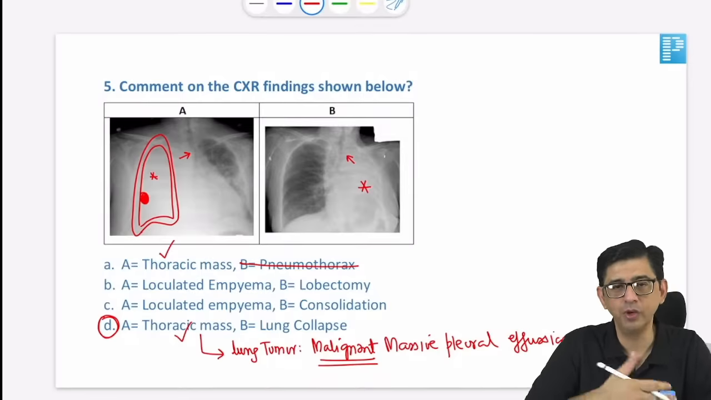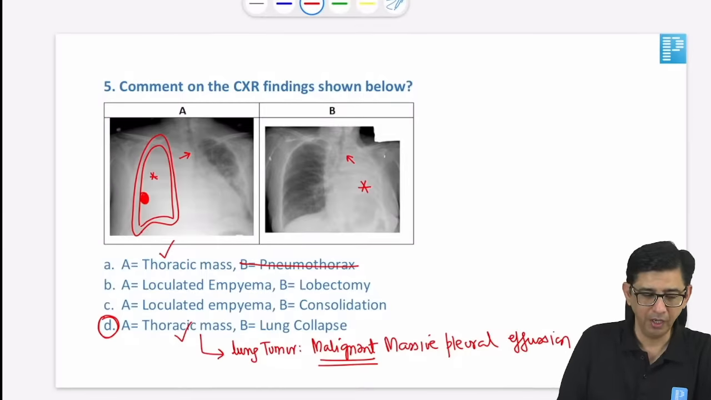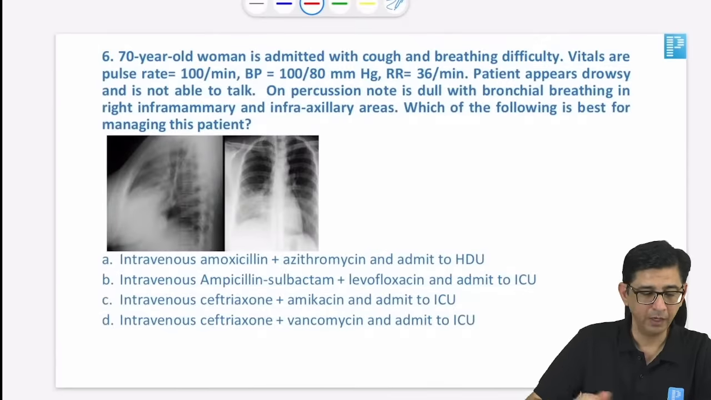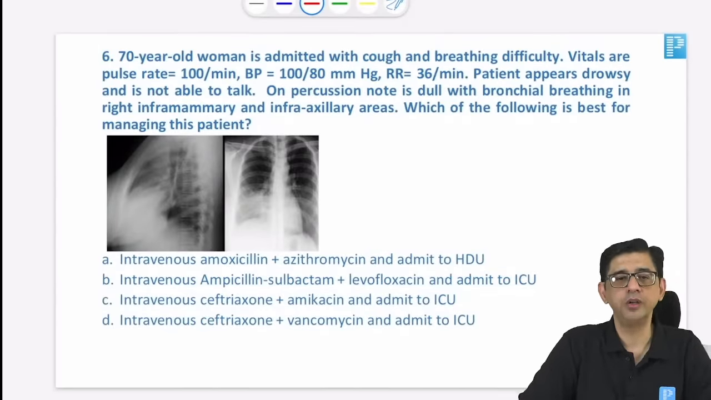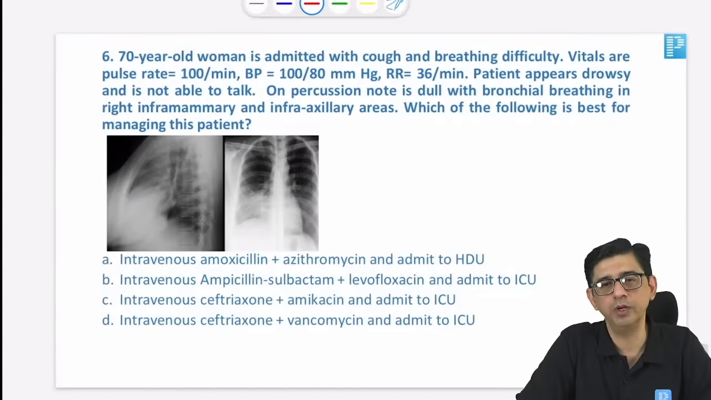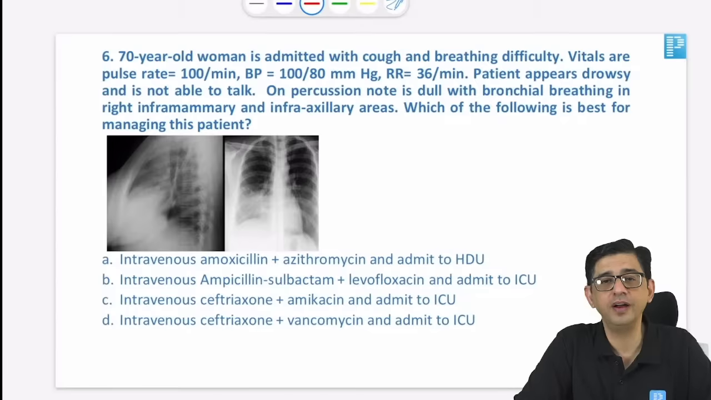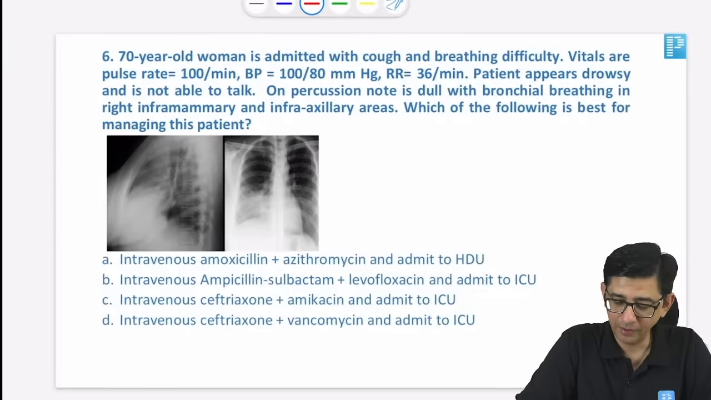I mean, the majority of you are able to solve these questions in a rocking, great way. So let's move on to the next one for today, where they love to ask about the CURB-65 score. We have a 70-year-old woman who's admitted with cough and breathing difficulty.